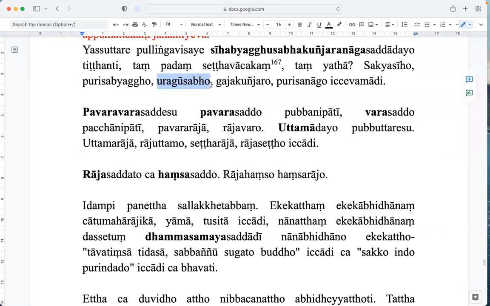So yesterday we said that the words Siha, Biaka, Usabha, Gonjara, Naga, and so on, after which there is a word in the masculine gender, the word is a kind of word referring to quality. So guna-vajaka, sita-vajaka.